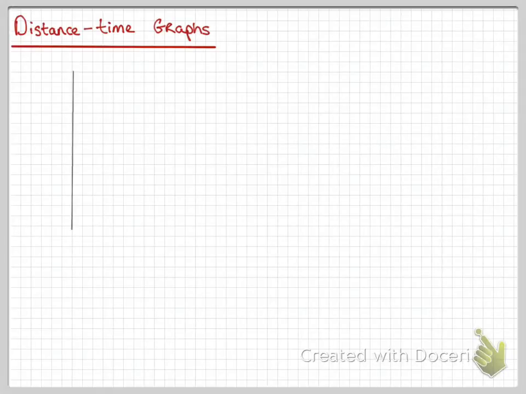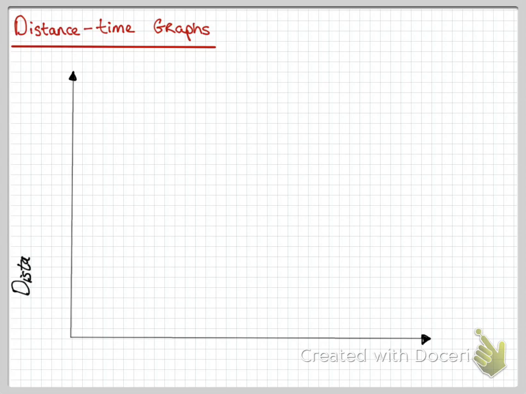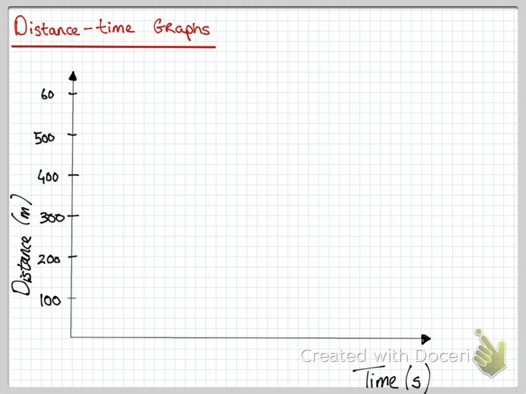Next thing that we're going to look at is distance time graphs. So, on a distance time graph, distance goes on the y-axis, time goes on the x-axis. For this example, my distance will go from 100 to 600 meters, and our time will go from 10 to 80 seconds, or 0 to 80 seconds.